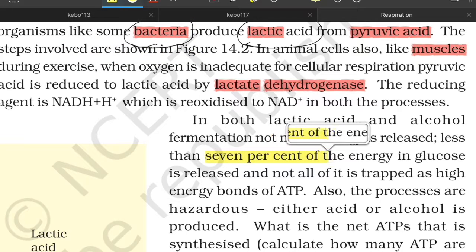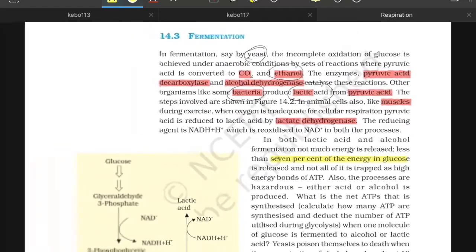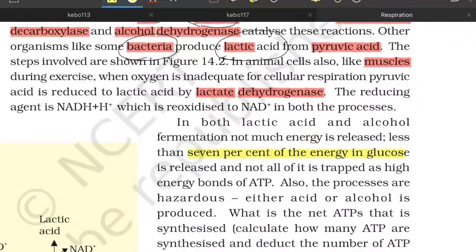How much percent? 7% of the energy in glucose. Not as compared to aerobic. 7% of energy in glucose is released, and not all of it is trapped as high energy bonds. This is also very, very important. You are not getting the 7% in the form of ATP, 7% is released. But in that, how much are we getting as ATP?